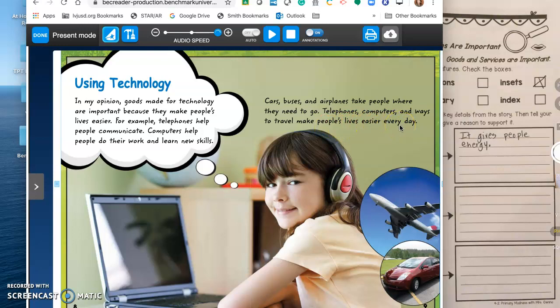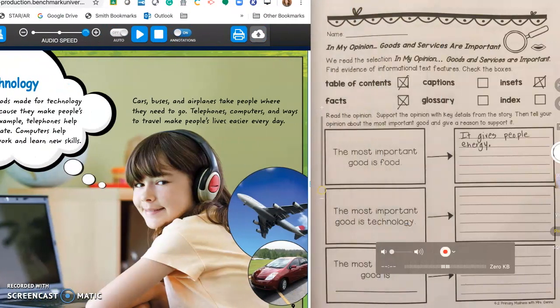So I'm looking for evidence that shows why goods are important. And here it said because they make people's lives easier, and it gave some examples. So that's what I'm going to write down.